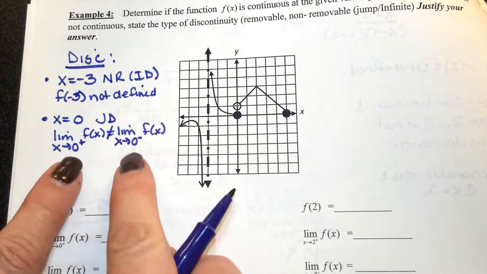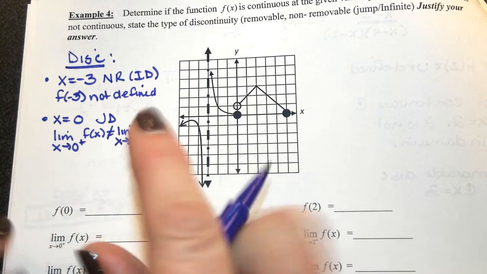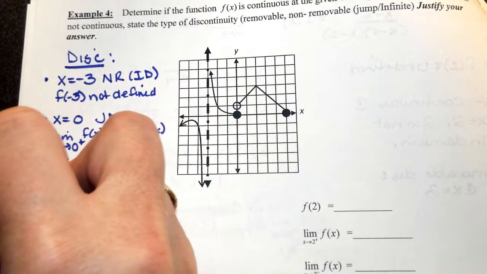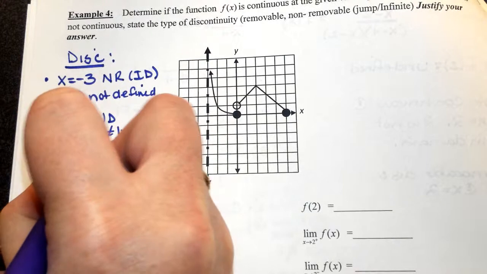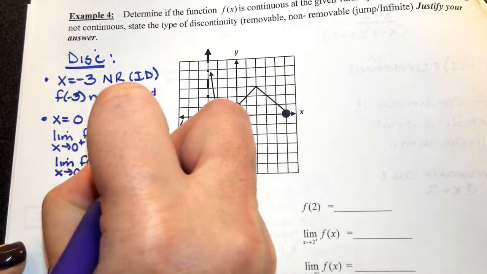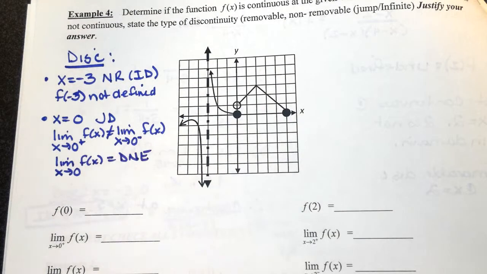Which, remember, if these two values are not the same, then the limit as x approaches 0 of f of x does not exist. Because remember, we're checking to see if the two-sided limit exists, if the two-sided limit is the same as the defined value. So since the limit from the left is not the same as the limit from the right, the two-sided limit does not exist.